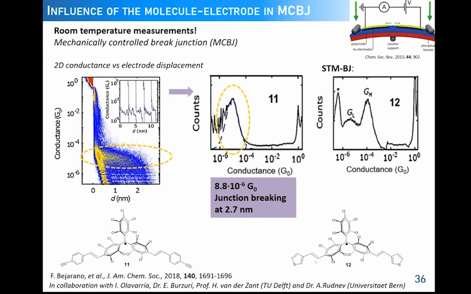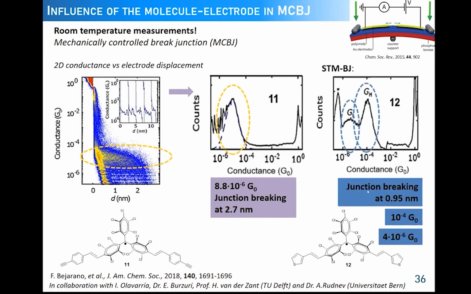If we compare it with this thiophene-terminated molecule, what we see already is that we observe different conductance values. So we have a higher conductance value and a lower conductance value here. And also the junction breaks when we have elongated and separated the electrodes to 0.95 nanometers. That is much less than the length of the molecule. So we wanted to know a bit more about why.